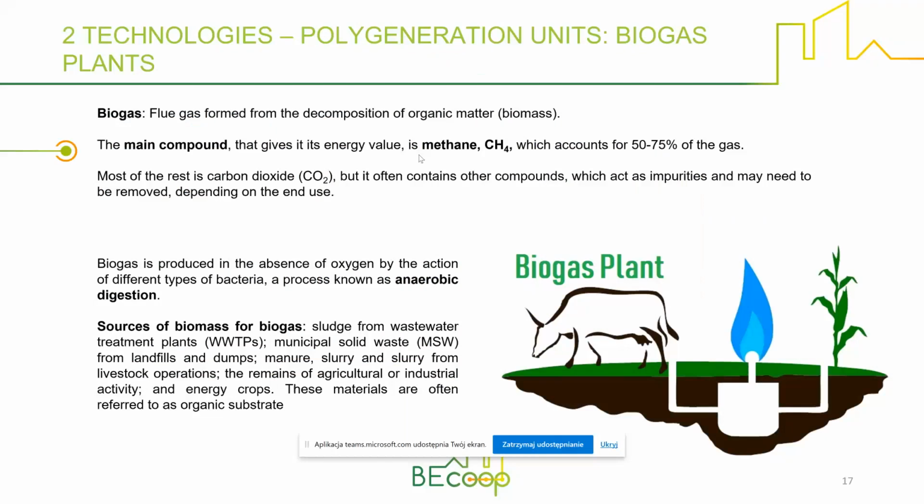I already mentioned that biogas usually contains around 50, sometimes even up to 75%, CH4, so methane. There are several methods which can help to increase the amount of methane in the biogas, but with those installations we can call them more biomethane plants. Among the other gases we also have carbon dioxide, but biogas often contains other components, which are impurities and may need to be removed depending on the end use, on the consumer.